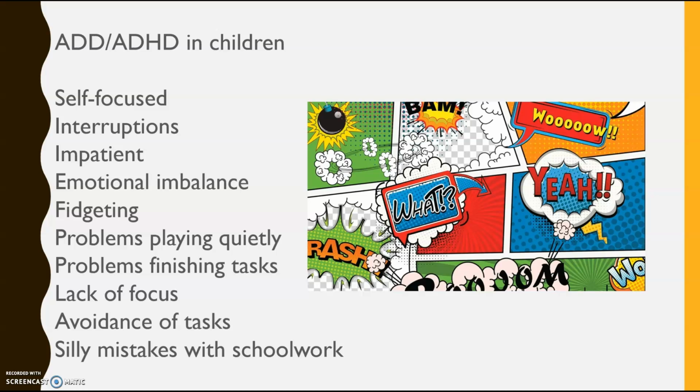ADD and ADHD in children, these are some more symptoms. They're very self-focused, prone to interruptions, very impatient, may exhibit some emotional imbalance or inability to regulate their own emotions. They're fidgeting a lot, they have problems staying quiet, problems finishing tasks, lack of focus in general, avoidance of time-consuming or difficult tasks or tasks in general, and they make a lot of silly mistakes on their schoolwork. This is usually due to rushing through their schoolwork and not really giving it the thought and time that it needs.